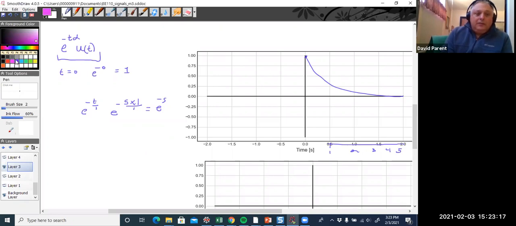So just some things to remember. If I have e to the minus 5t, then u is the same as t divided by 0.2. Tau is 0.2. 5 tau is 1. And so I would decay a lot faster. All right, looks like the chat's filling up.